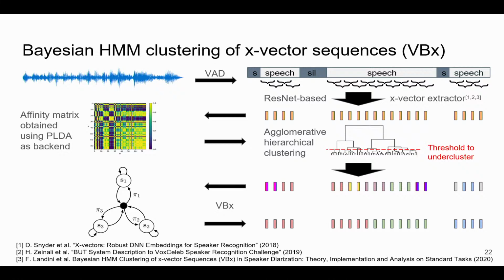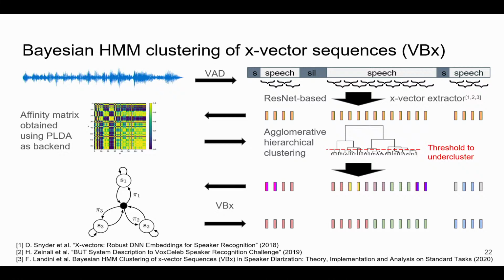And then here there is an iterative process where you would get the probabilities of each of the states producing the embeddings. You would get some assignment of those embeddings to speakers. You would re-estimate the parameters for the distributions of those speakers.